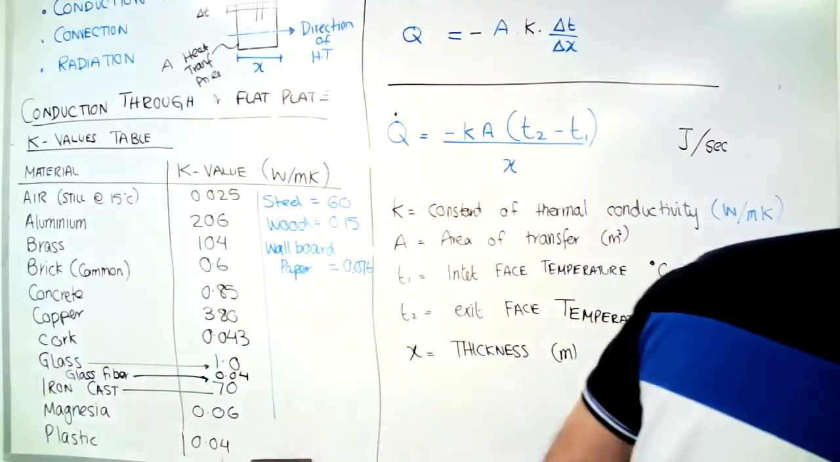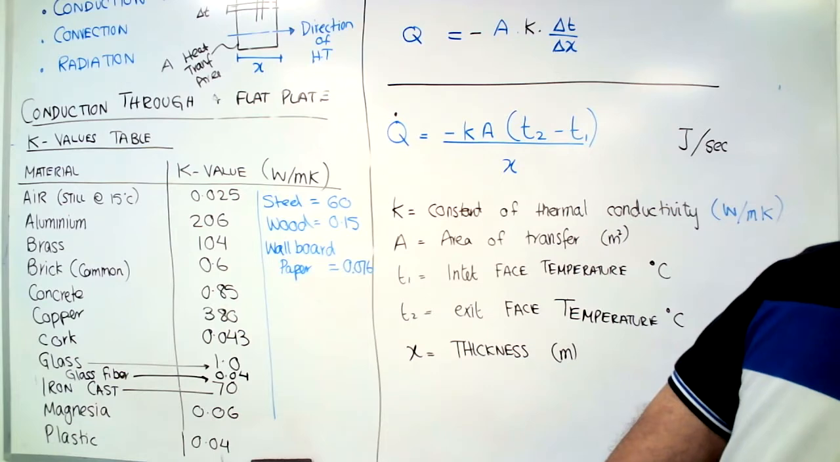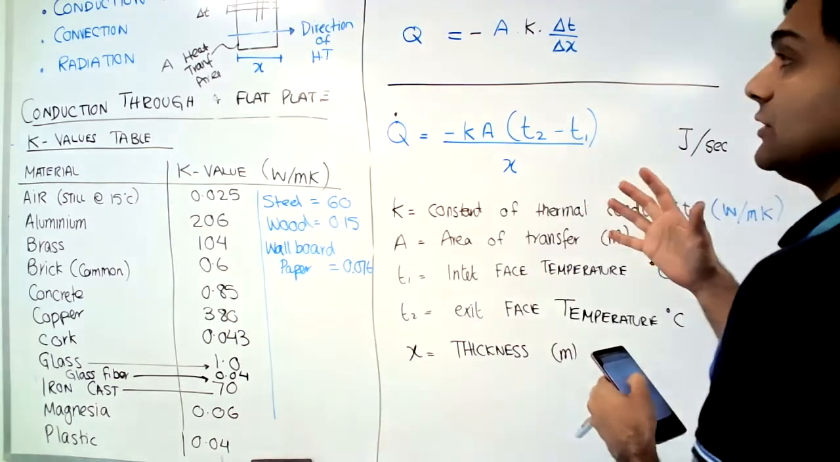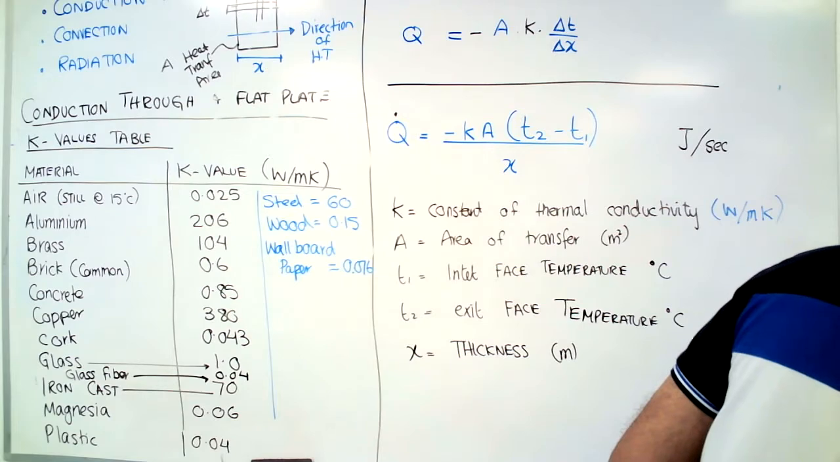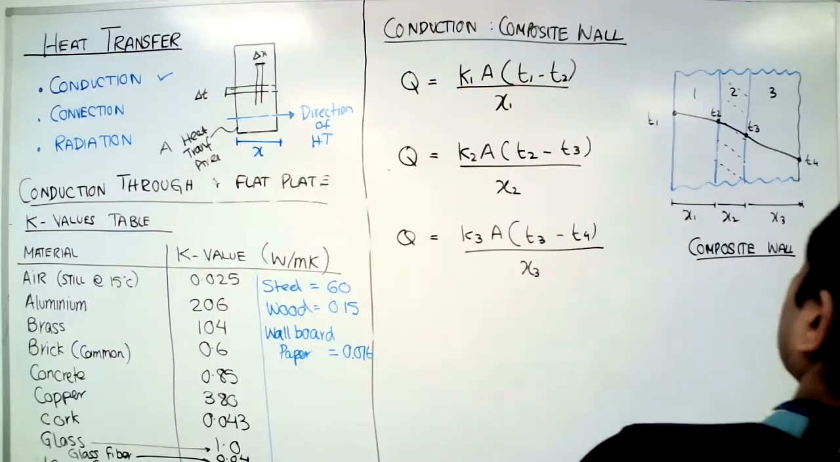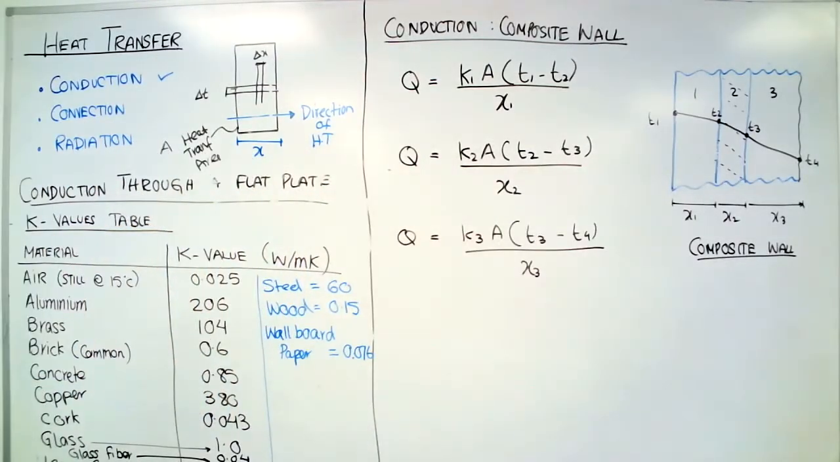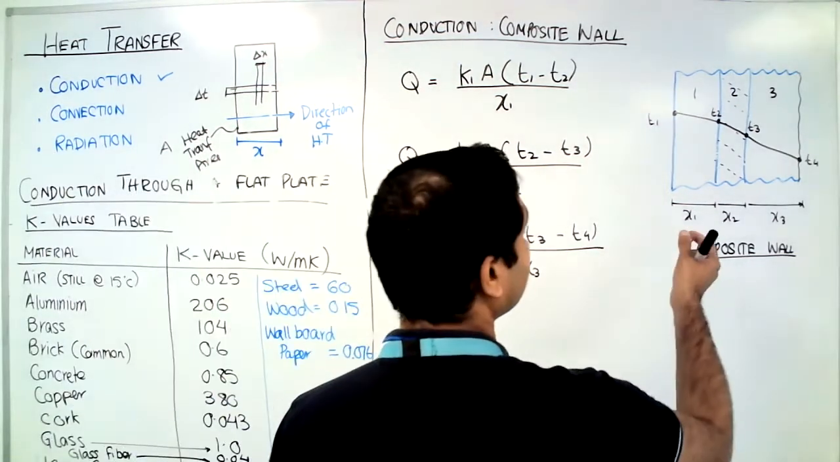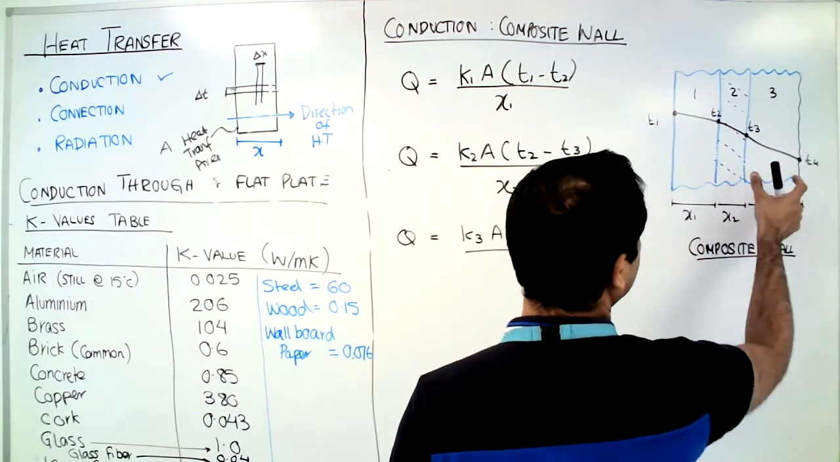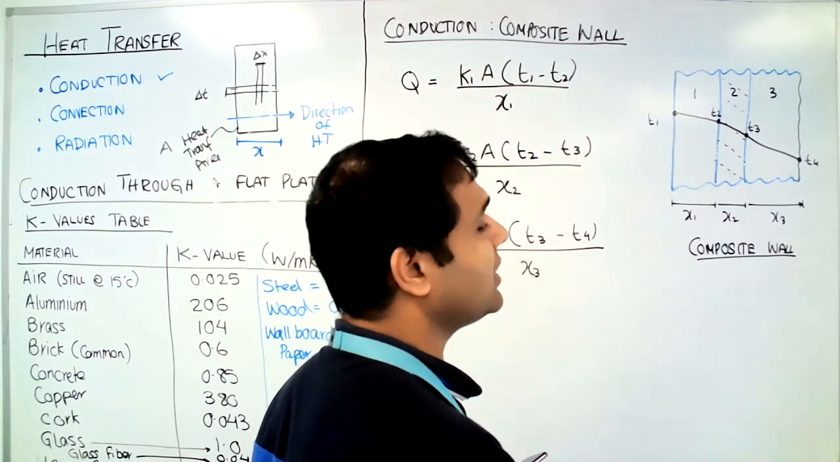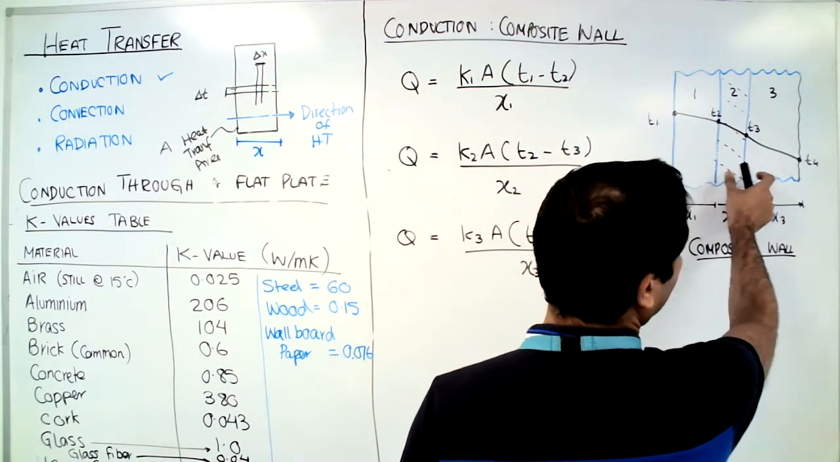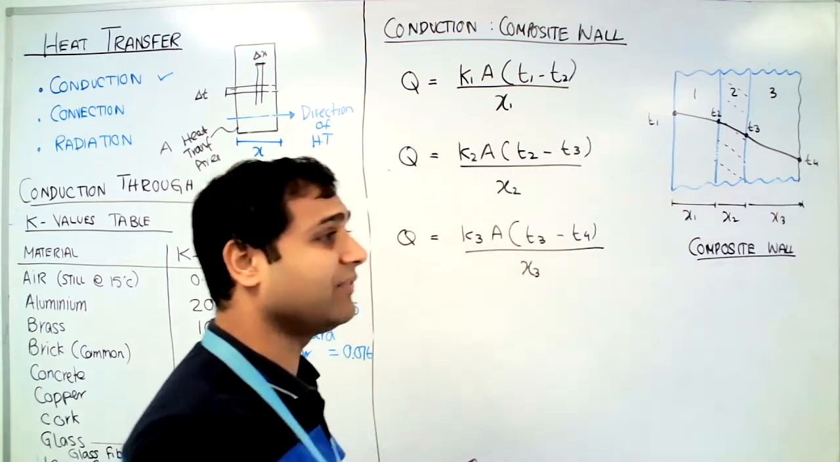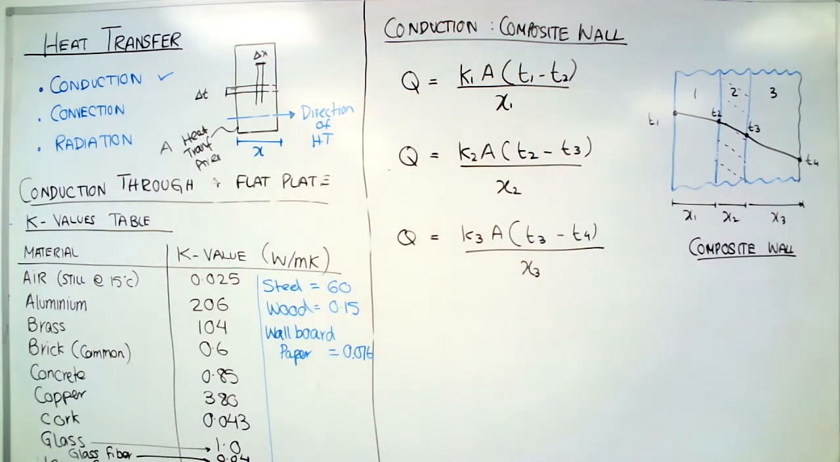Now, why are these values important? Because if you want to find the conduction through a composite material or any two materials, we can find out how the heat is going to transfer. Let's say we have a composite wall, made of three different materials with three different thicknesses. Maybe a brick, wood, or a foam.